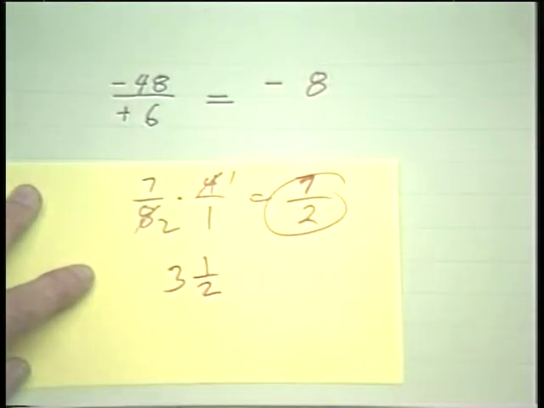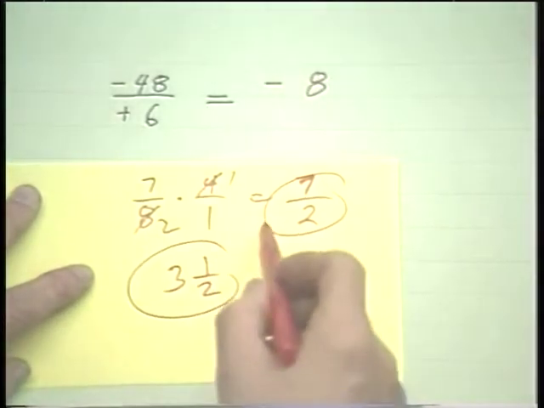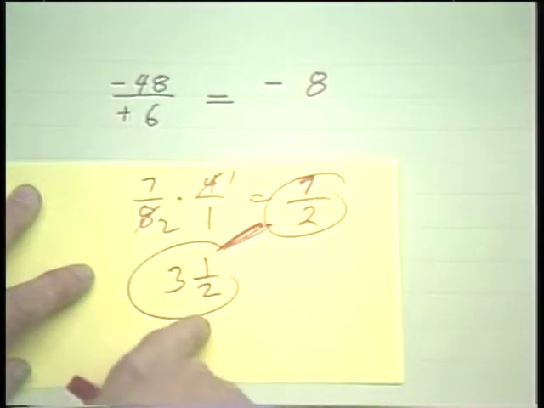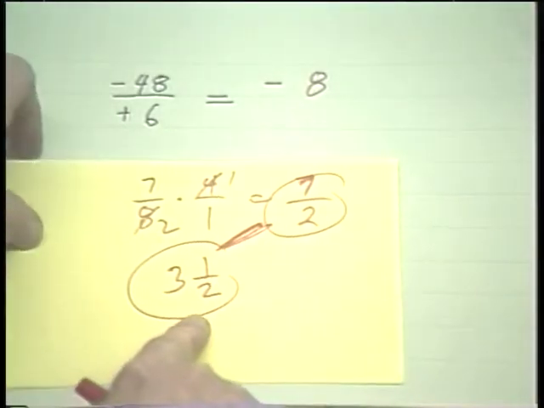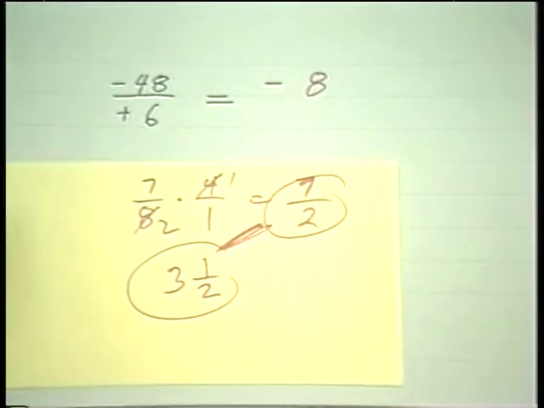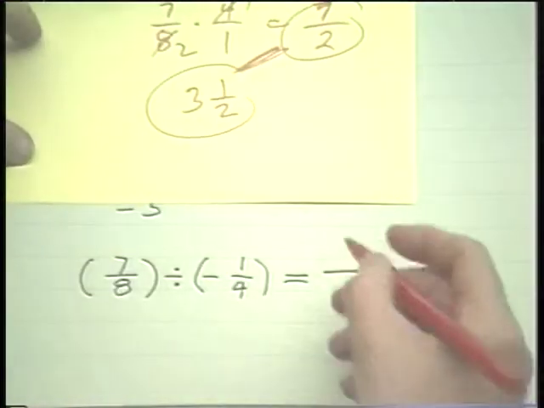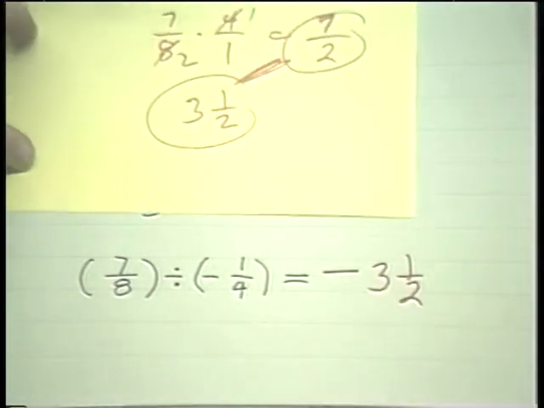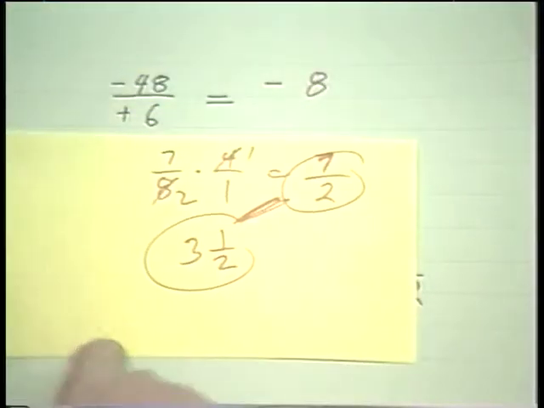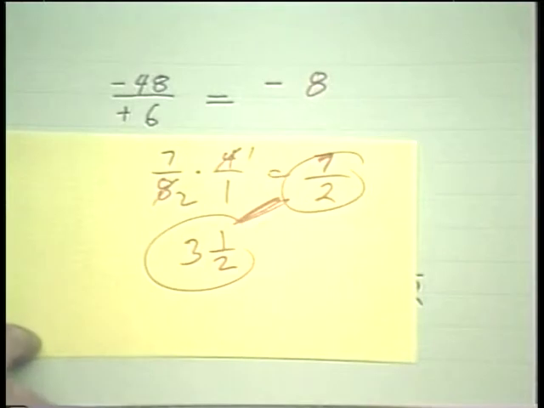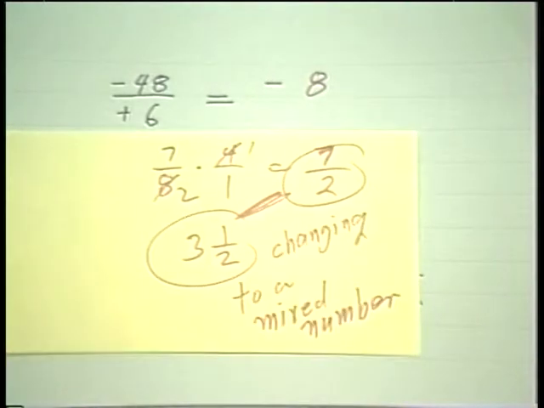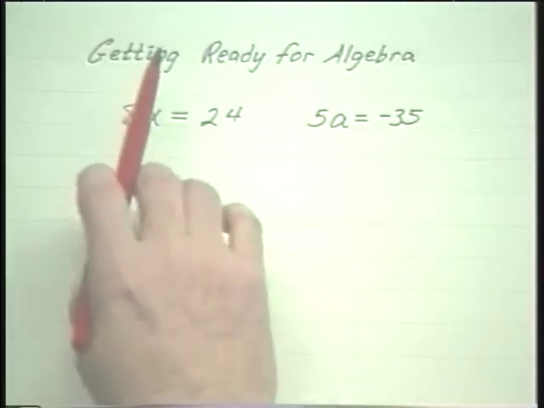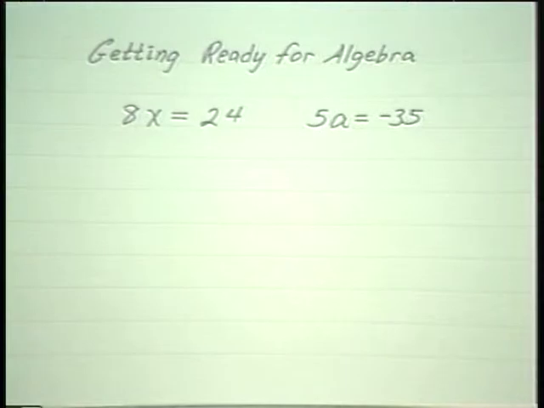3 1/2. Actually, in algebra, you will prefer this form to this form, believe it or not. But in common daily use of arithmetic, we do prefer the mixed number form, so we'll use it here. Now, please realize, going from here to here is called changing to a mixed number, not reducing. Use those facts to practice getting ready for algebra.